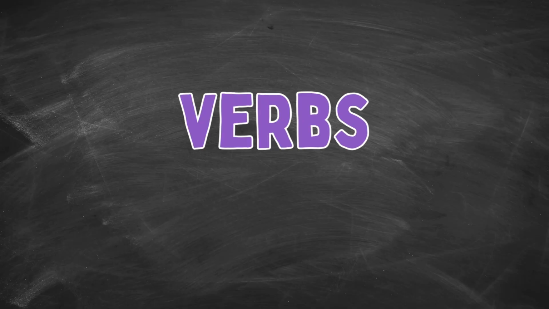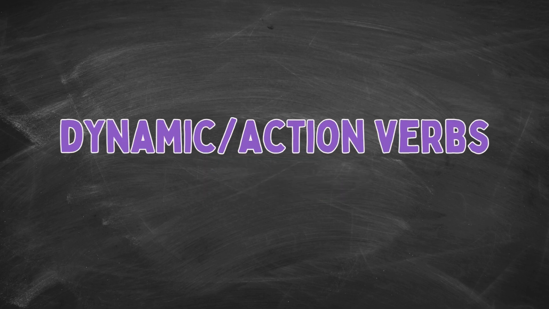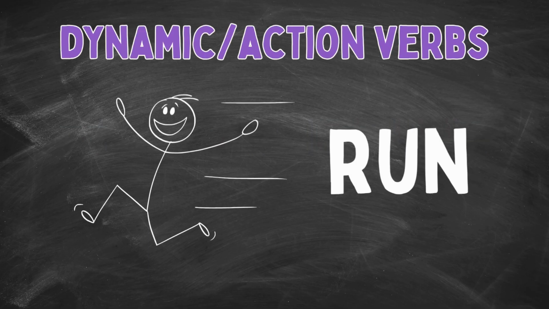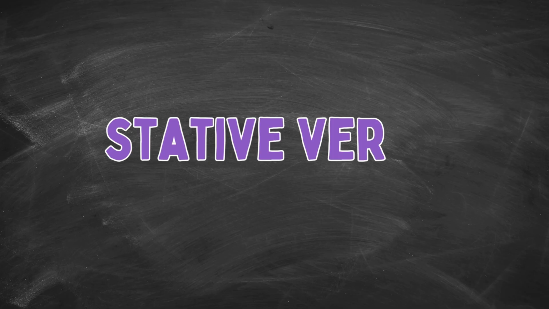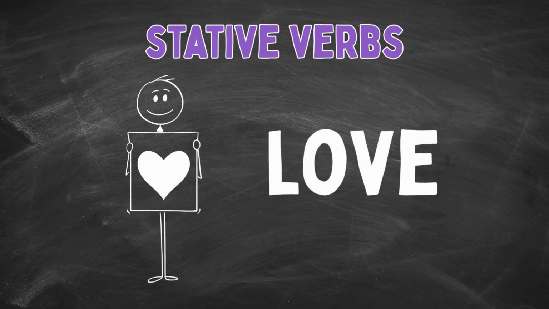Verbs. Verbs are the powerhouse of the sentence. There are 3 main types of verbs: dynamic or action verbs. They show observable actions, such as run, jump, sing. Stative verbs. They express states or conditions, such as know and love.